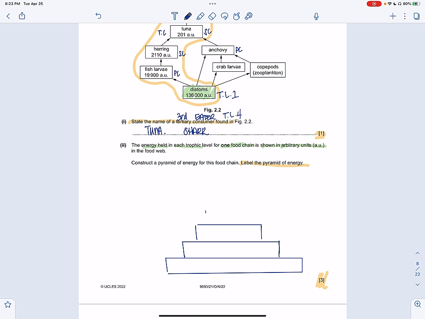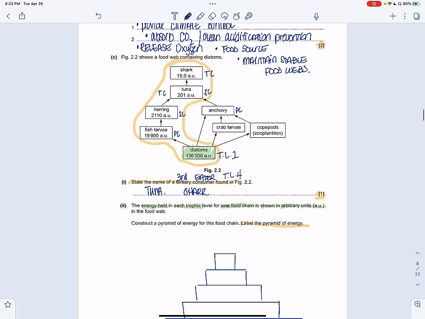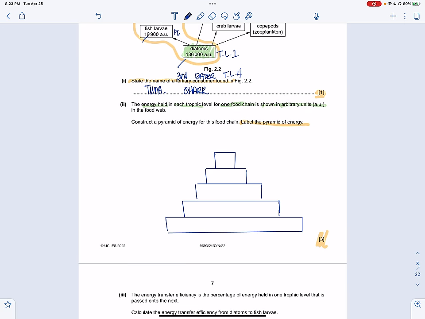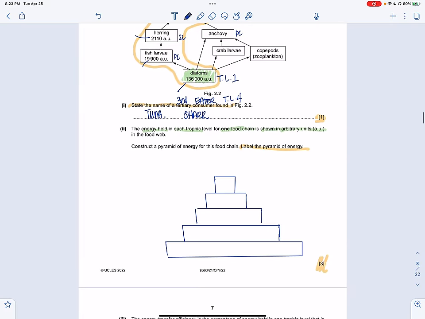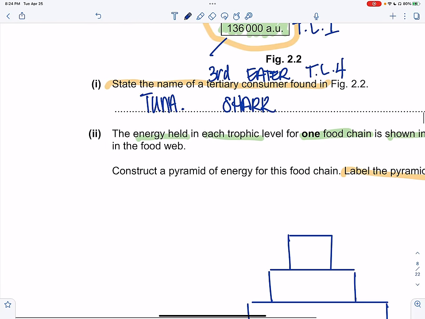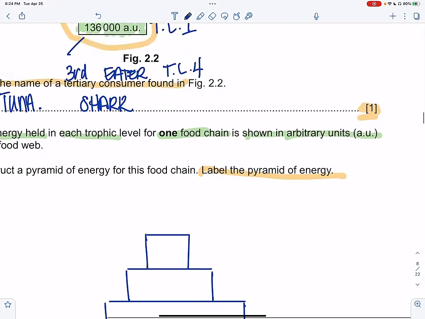Okay, so notice they're centrally stacked. Think wedding cake, not stairs. Okay, and you want 5 trophic levels. 1, 2, 3, 4, 5. Got 5. And then we need to label them. You can label on the outside. You don't need to label on the inside because sometimes the organism at the top, you can't fit its name in there. What's the other one? Fish larvae, herring, tuna.